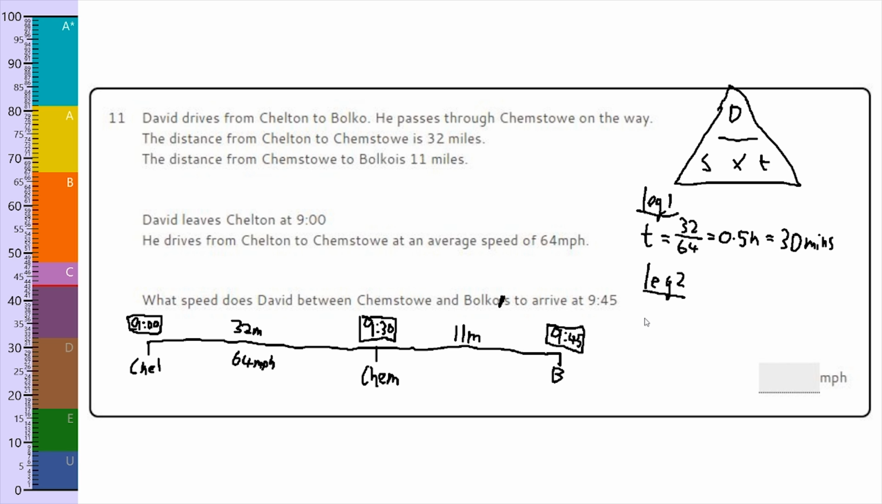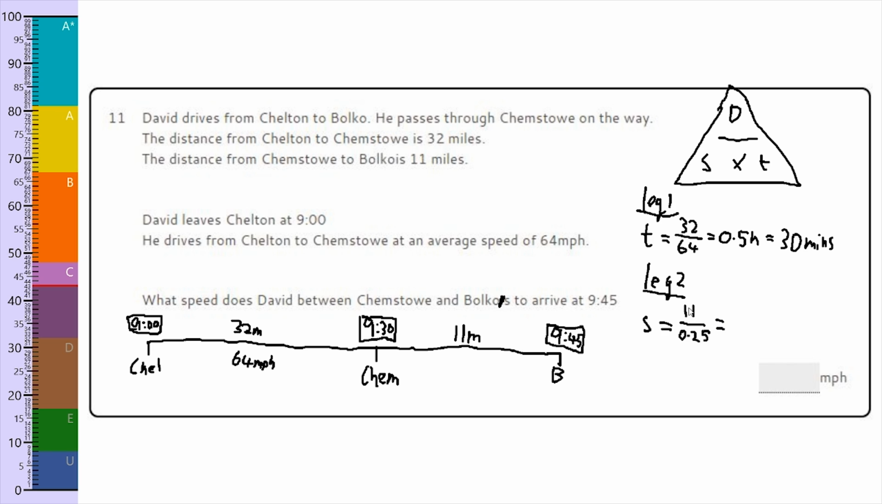So this time I want to work out the speed, because it says what speed, and I know the distance is 11, and I know the time is 0.25, because it's 15 minutes, which is a quarter of an hour. Is it 11 miles? I've not made this a very nice question.